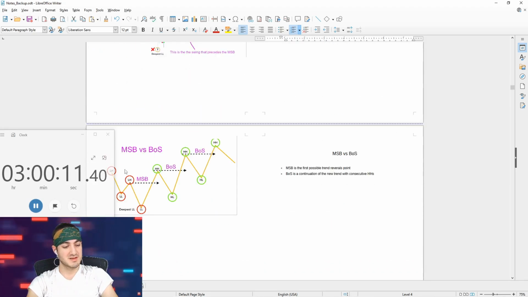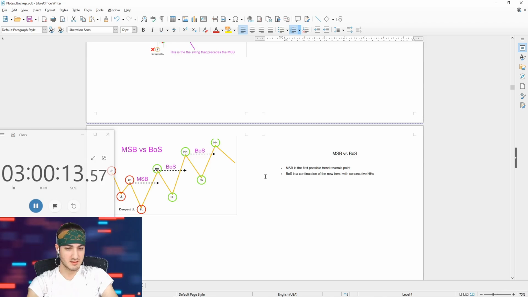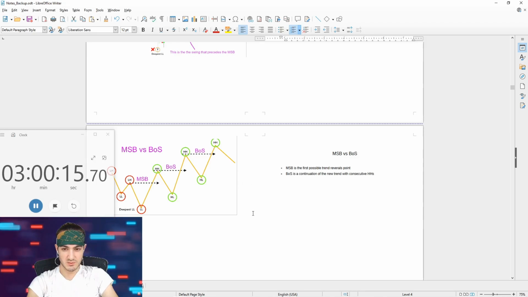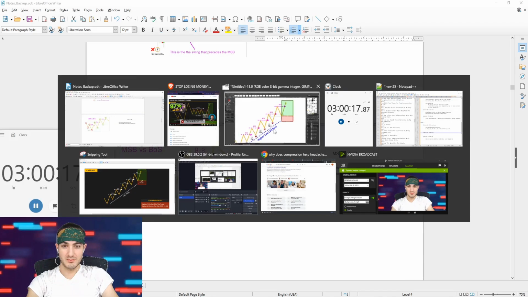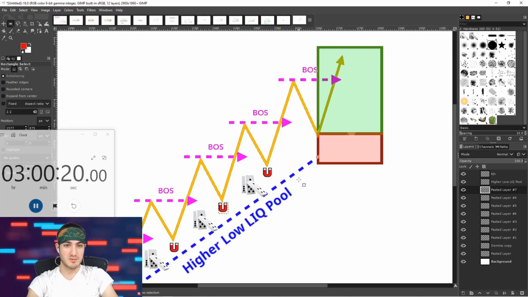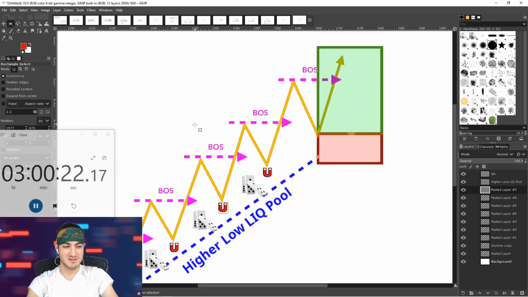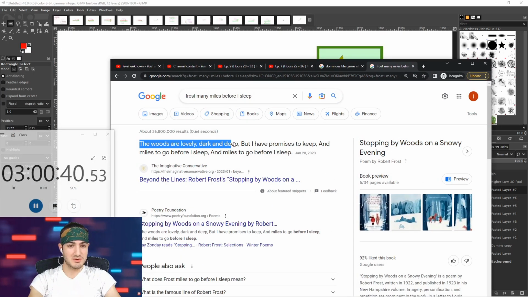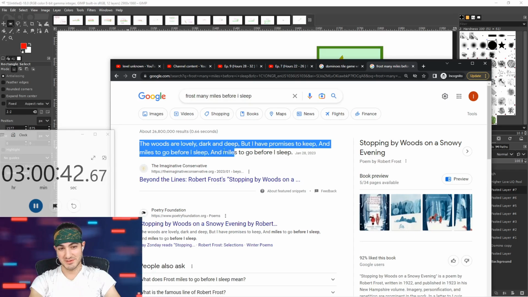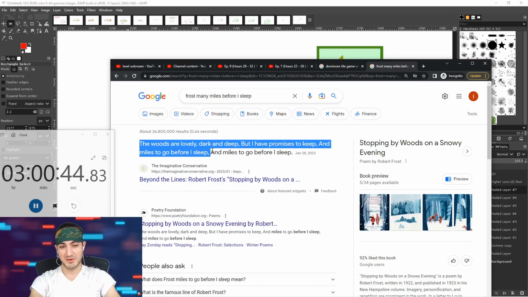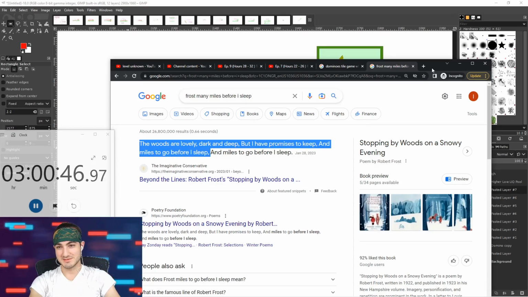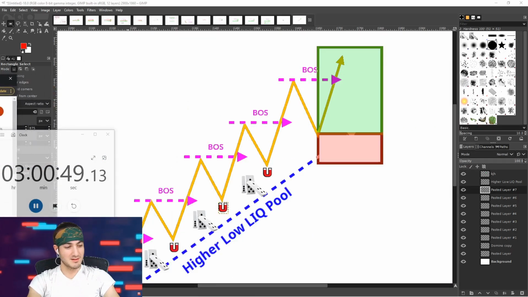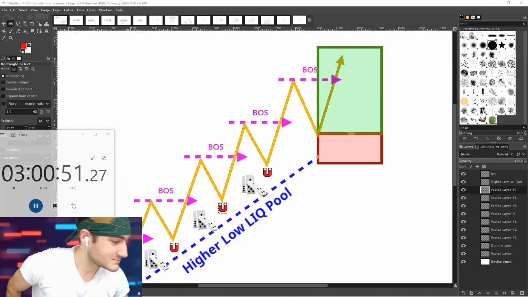Alright, we're at 3 hours. I think we'll call it a day, because we have a long way to go. Many miles to go before we sleep. Isn't that the poem? The woods are lovely, dark and deep, but I have promises to keep, and many miles to go before I sleep, and many miles to go before I sleep. So, we'll call it there.